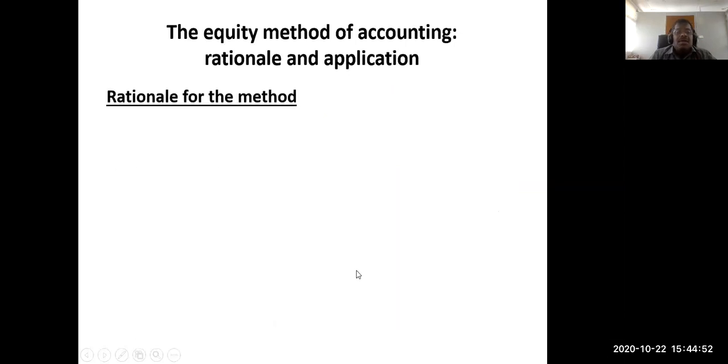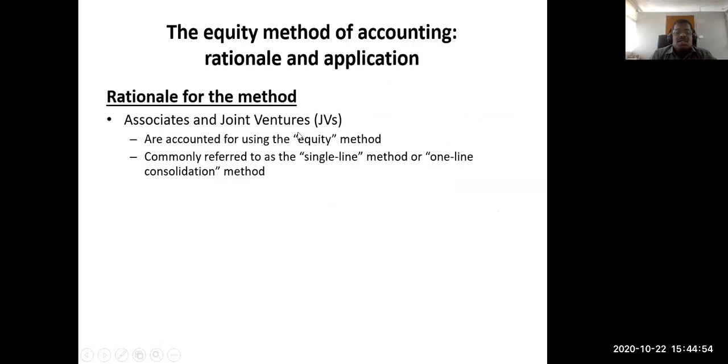Equity method of accounting, rationale. Associates and joint ventures are accounted for using the equity method of accounting, commonly referred to as the single line method, one-line consolidation, not line by line, but one-line consolidation, single line.